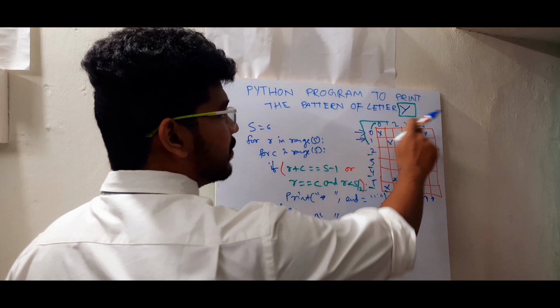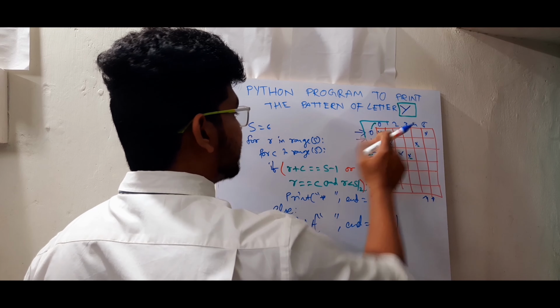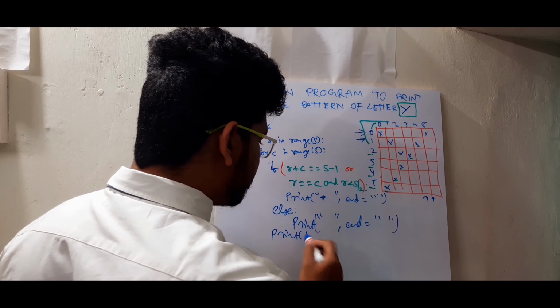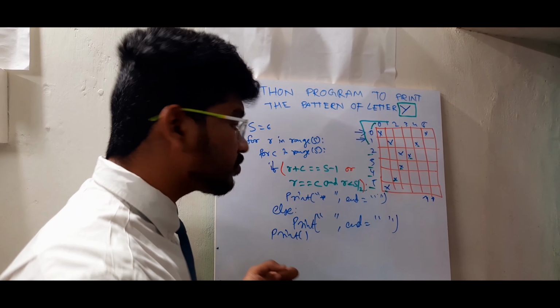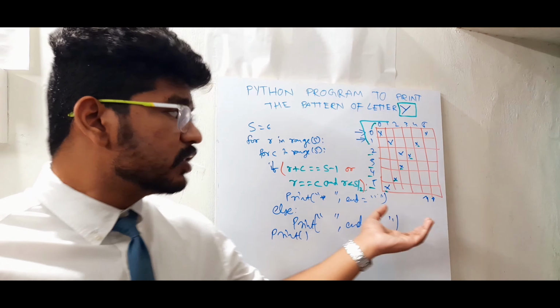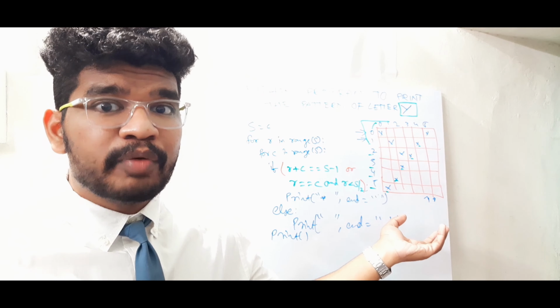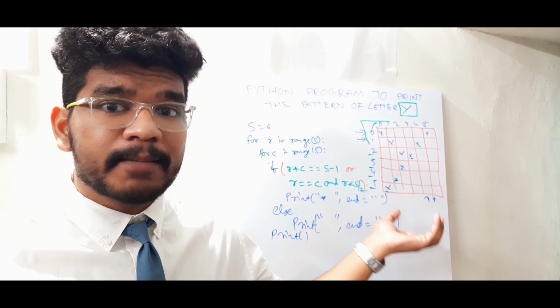After the complete first iteration, you have to go to the next line. For that, after this inner for loop, I'll use an empty print so that it will go to the next line. So guys, this is how we can print a pattern of letter Y. Now I'll go into my PyCharm IDE, code the same program, and see the output.